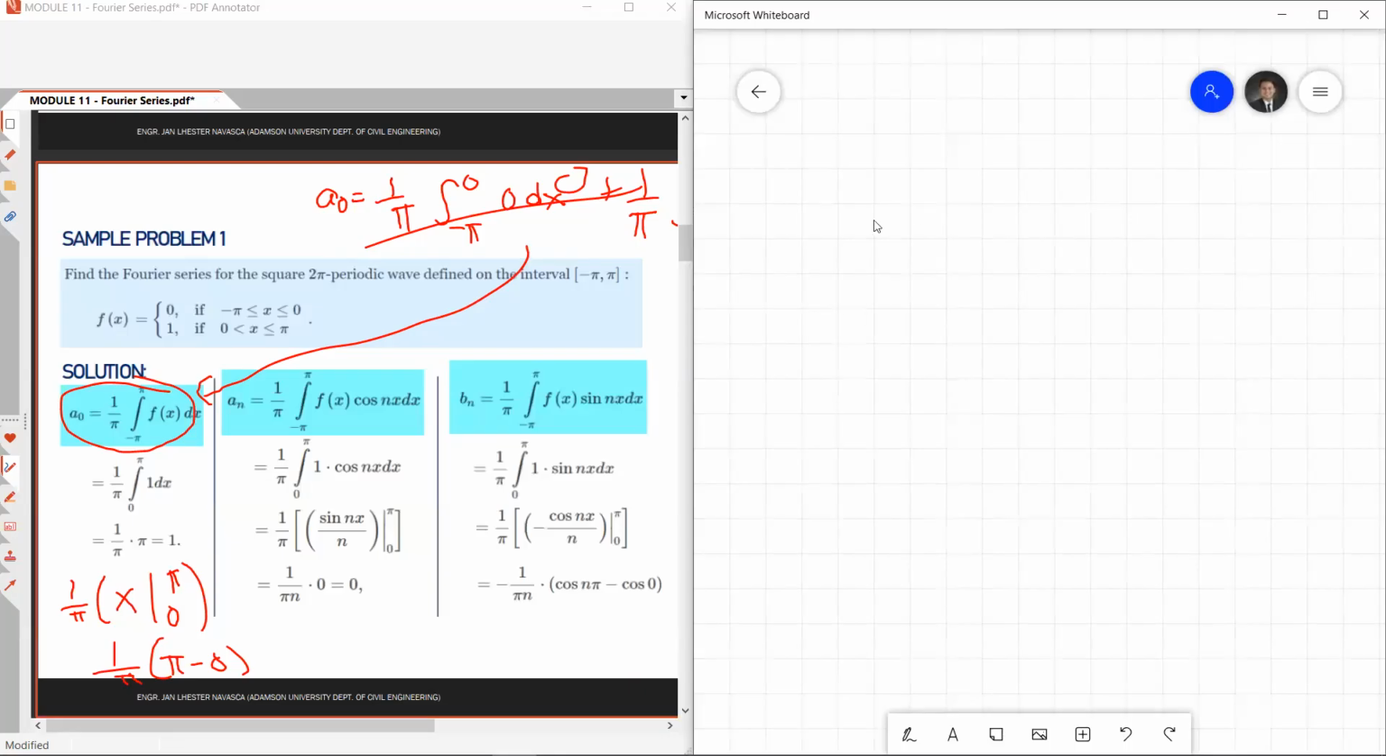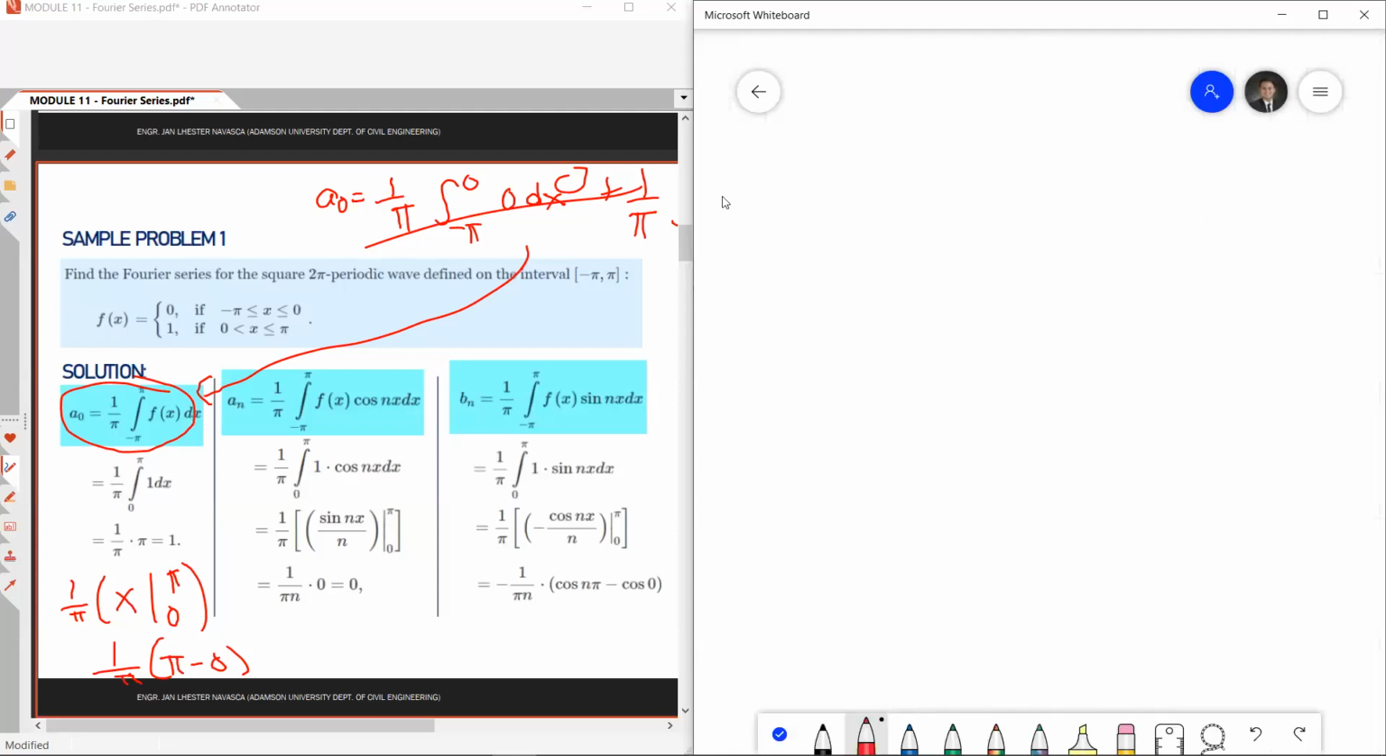Ayan. So nakikita niyo yung whiteboard, class? Yes po, sir. Sa right side. Okay.